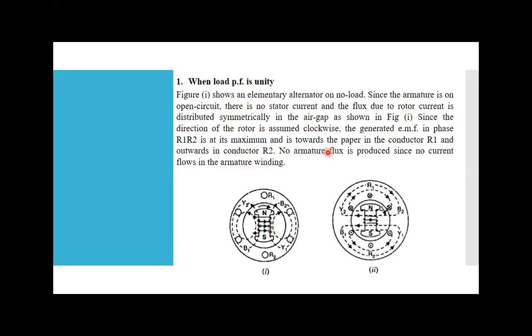So in case number 1, or figure number 1, we are not connecting any load. As we are not connecting any load, no current is passing through the armature conductors. So my armature is open circuit. There is no current, and the flux due to rotor current is distributed symmetrically in the air gap. So only one flux is there, because of the field winding, and it is symmetrically distributed.